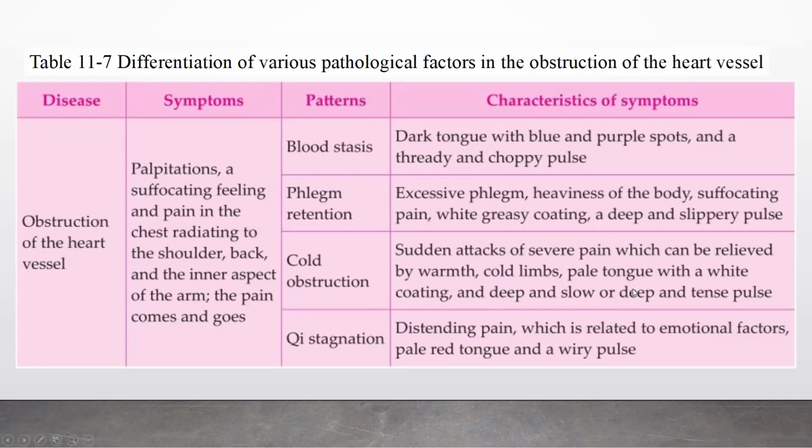For the pattern of phlegm retention, the characteristic symptoms: excessive phlegm, heaviness of the body, suffocating pain, white greasy coating, a deep and slippery pulse. For the cold obstruction, the symptoms: sudden attack of severe pain which can be relieved by warmth, cold limbs, pale tongue with a white coating, and a deep and slow or deep and tense pulse. For qi stagnation, the symptoms: distending pain which is related to emotional factors, pale red tongue, and a wiry pulse.